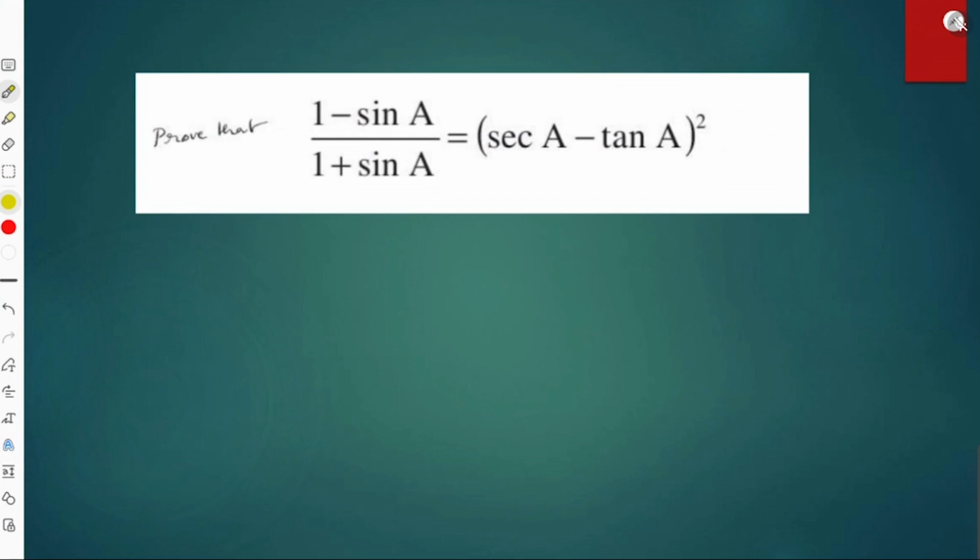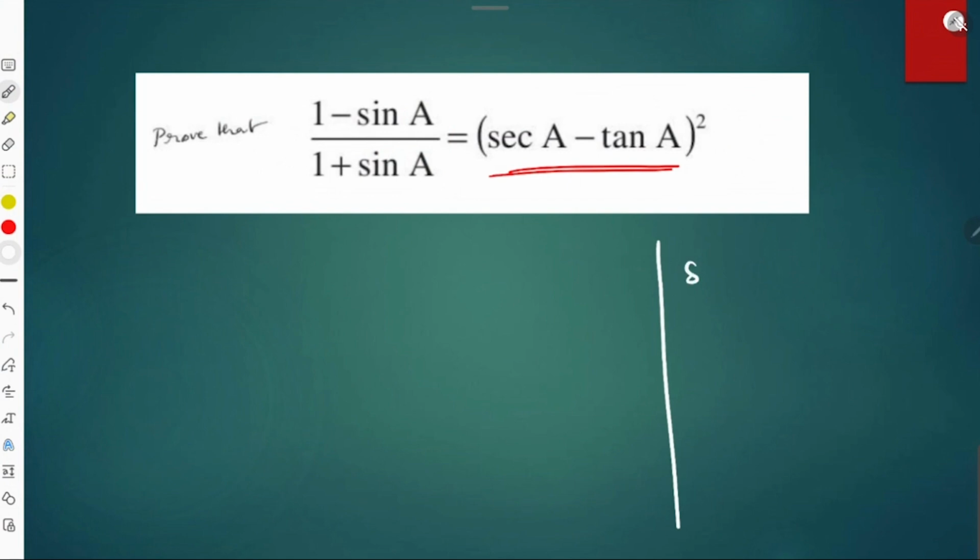Let's see how we use these identities in different numericals. Here is one interesting and important problem. We need to prove that (1 minus sin A) by (1 plus sin A) is equal to (secant A minus tan A) whole square. So let's see how we apply these three identities.